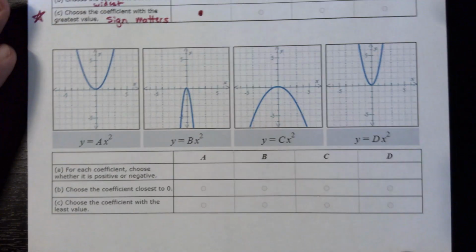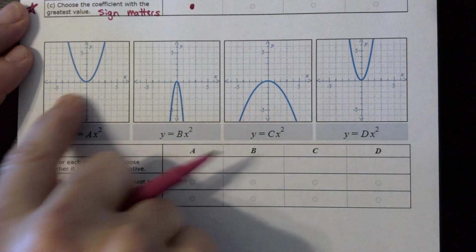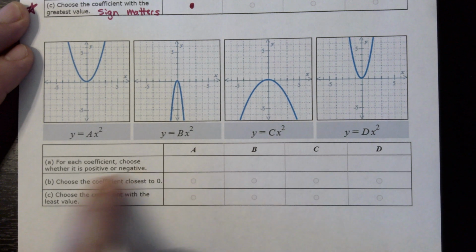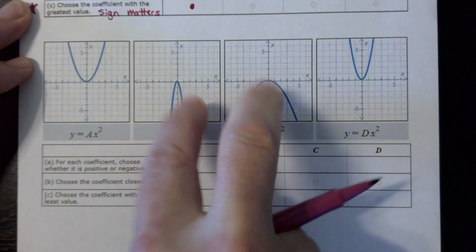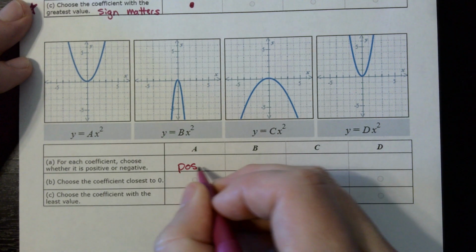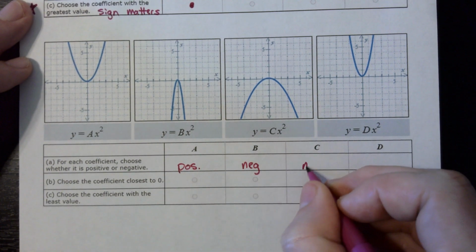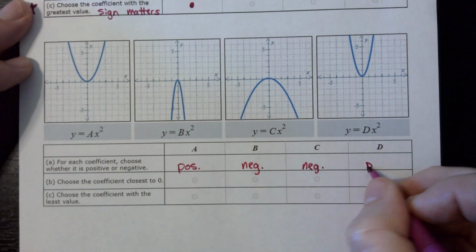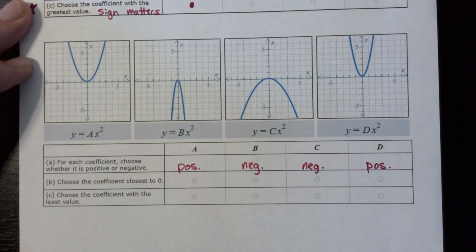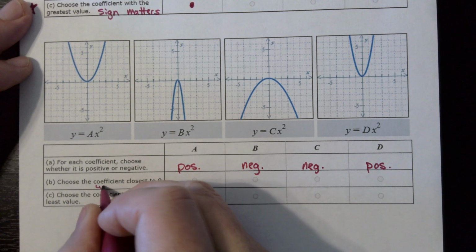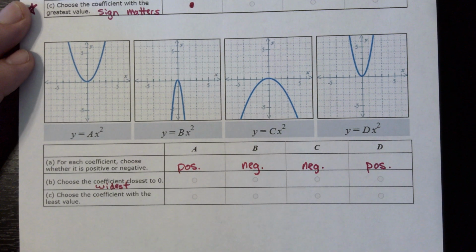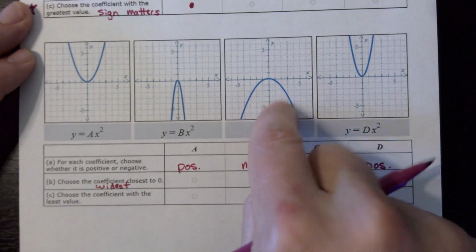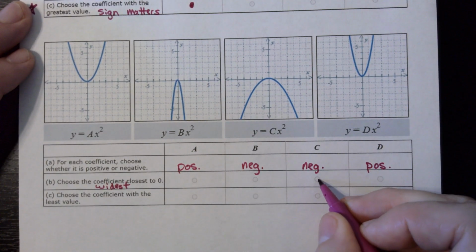Okay, last set of questions here. So we have these graphs. Choose whether the coefficient is positive or negative. It's positive if it's opening up, negative if it's opening down. So this one is positive, this one is negative, this one is negative, and this one is positive. Choose the coefficient closest to 0. Again, that is the widest graph out of all these, and it doesn't matter if it's opening upward or downward. So this one is the widest graph. So C is our answer.